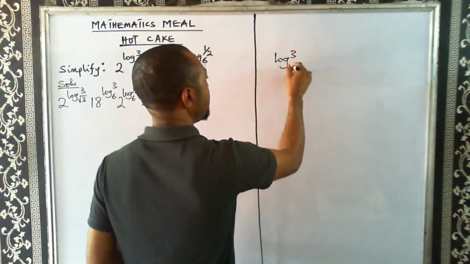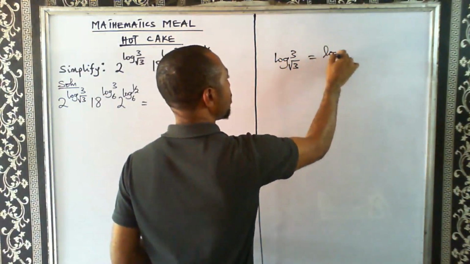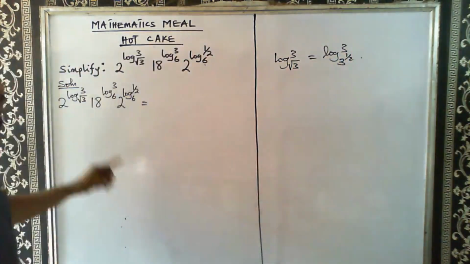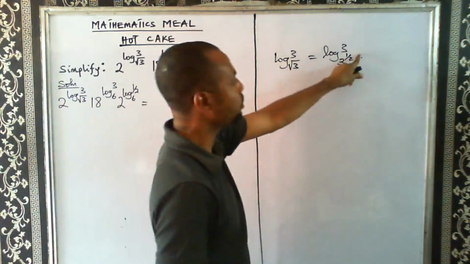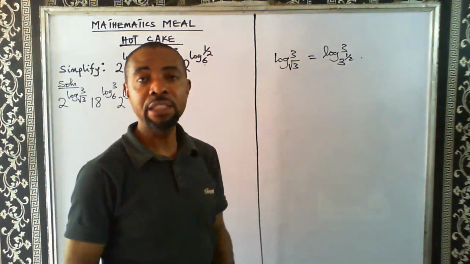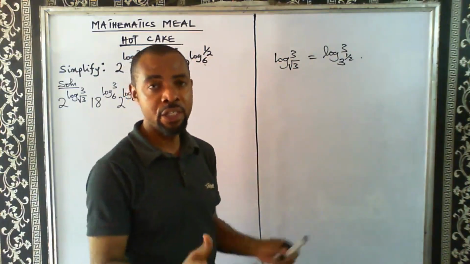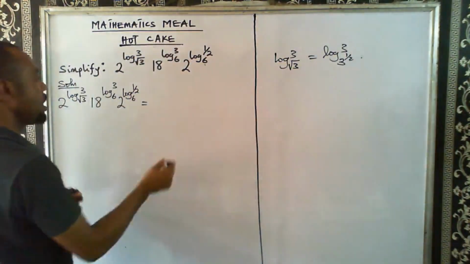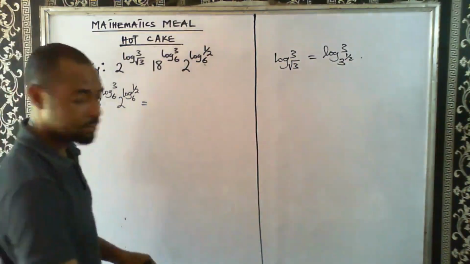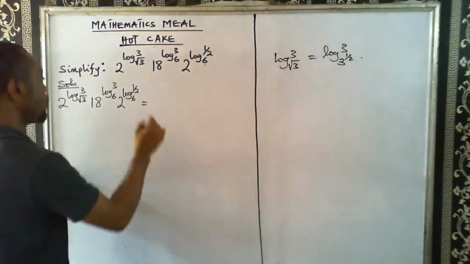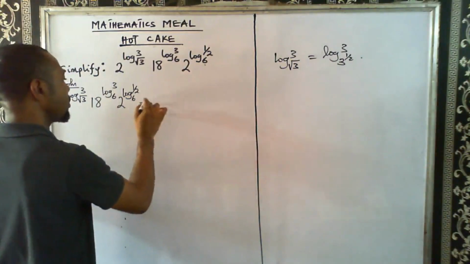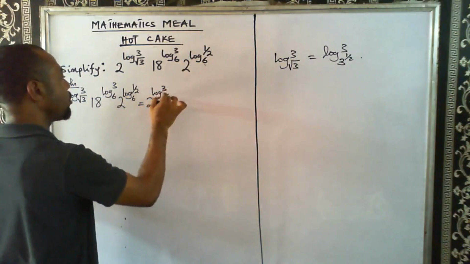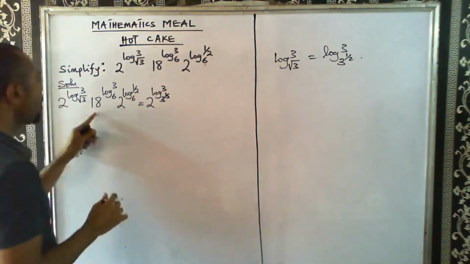Log 3 in base square root of 3 can be written as log 3 in base 3 raised to power what? Half. Because square root of a number is the same thing as that number raised to power of half. If you look at the laws in fractional indices, you will understand that. So I can write this in this form. So that means I will have 2 raised to power log 3 in base 3 raised to power 1 over 2, times, now 18.